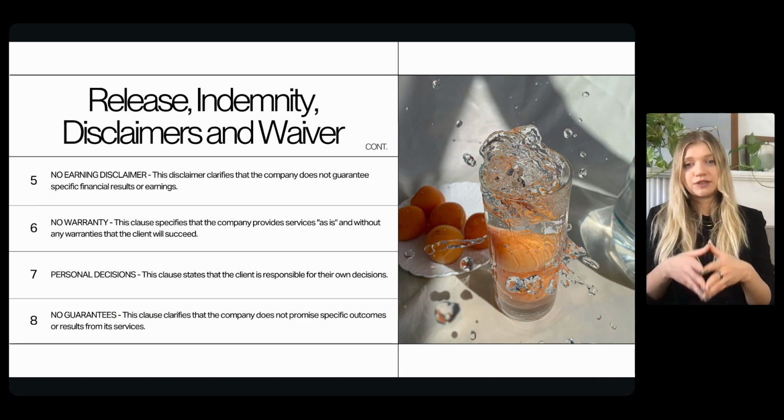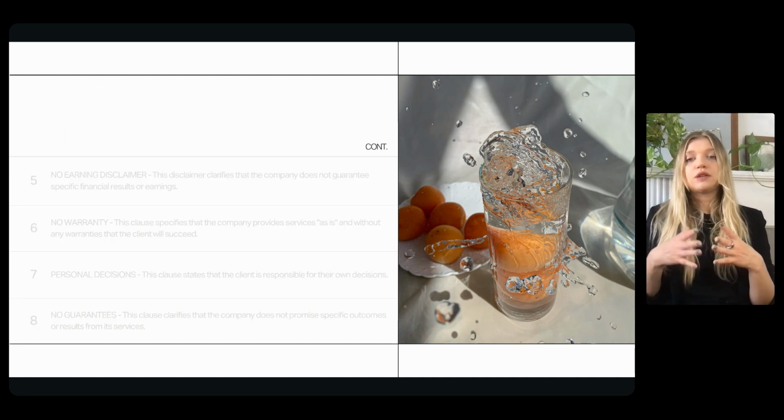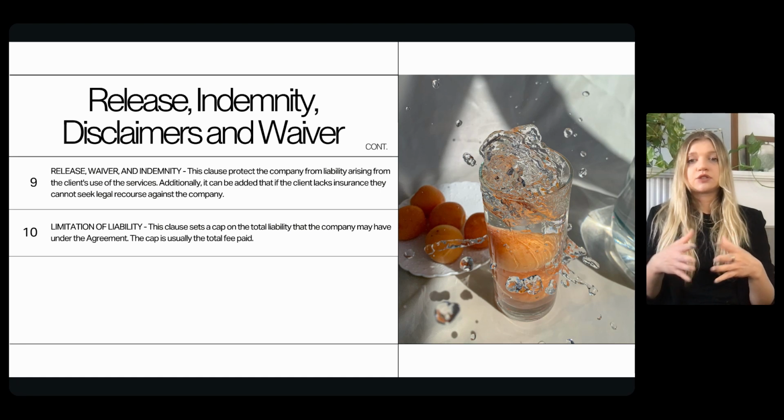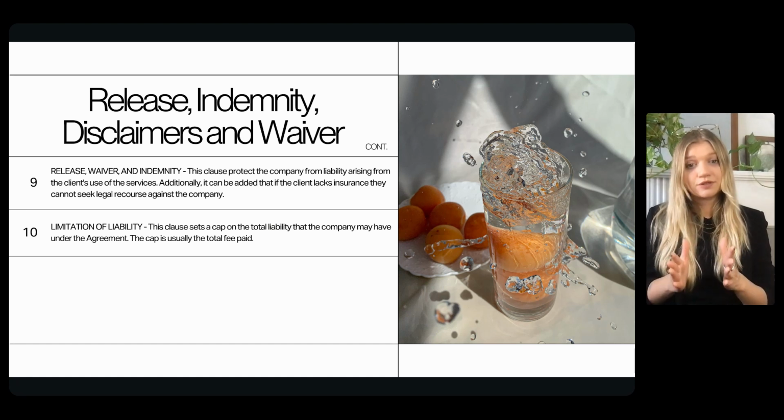Next up, limitation of liability. Limiting total liability under the agreement to the total amount paid. This should definitely be added to your contract in case anything does happen. You don't want to pay out more than what the contract was worth.